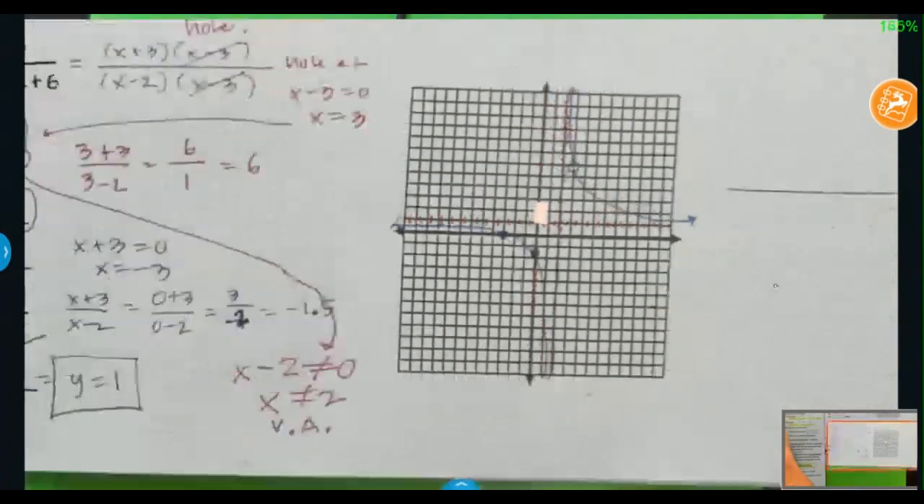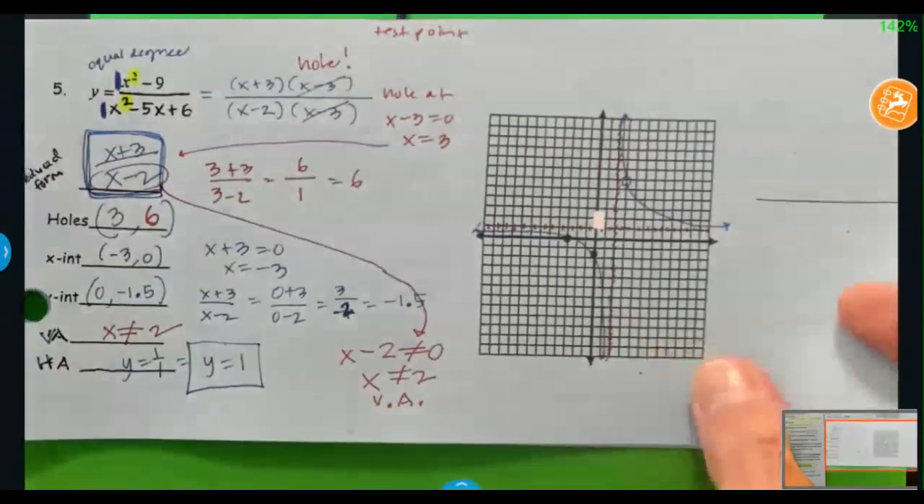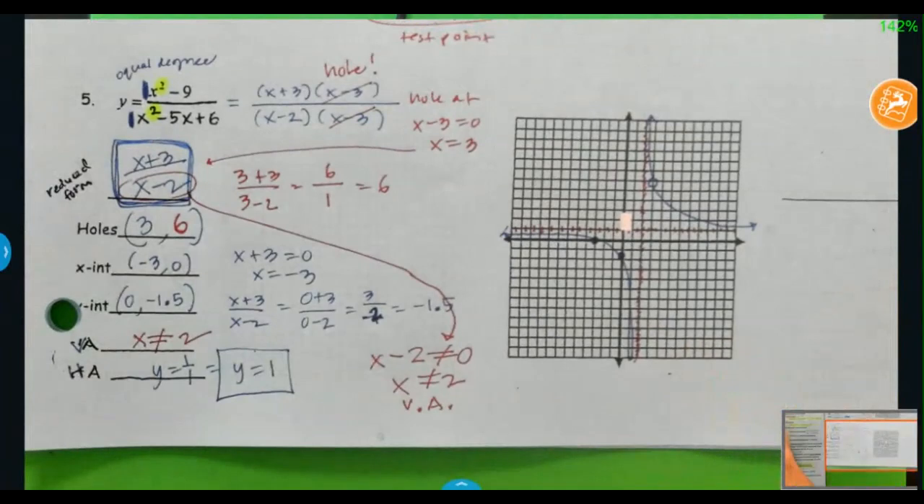Now, let me zoom out, and let's look at what we just did, because for today, that's as hard as it's going to get. We're going to practice this some more. We're getting ready to take a break, and then we're going to practice this some more. This one had a hole, and we had to find the hole. The first one, we had to test a point.